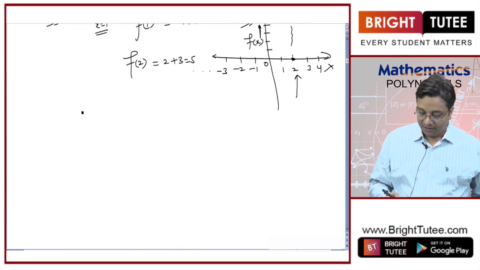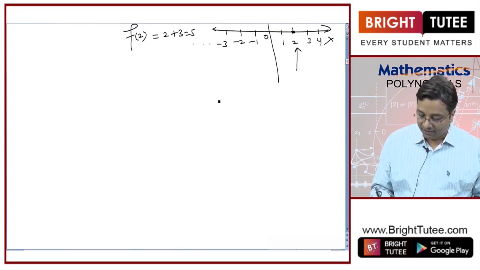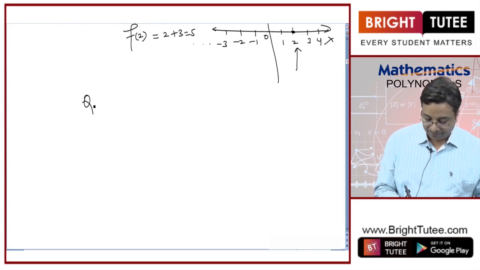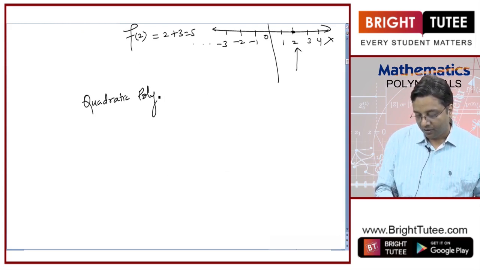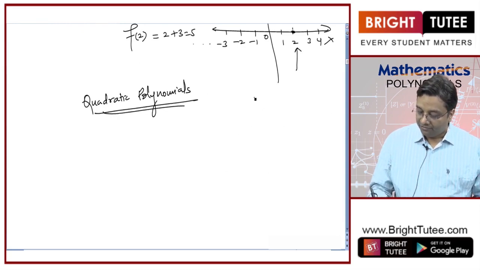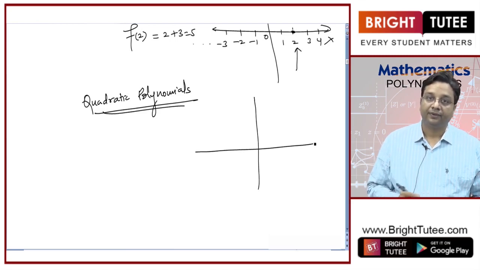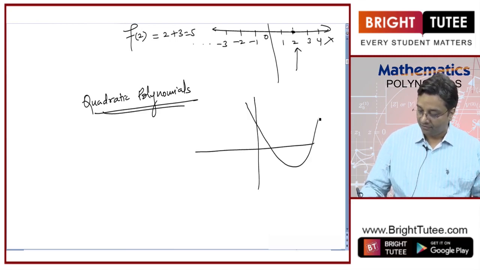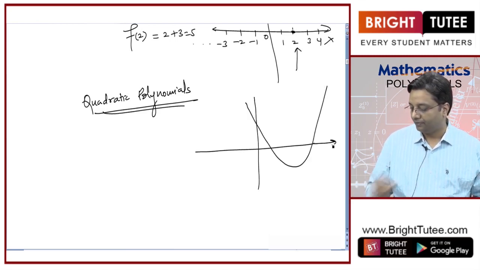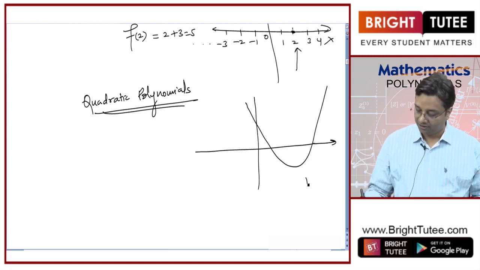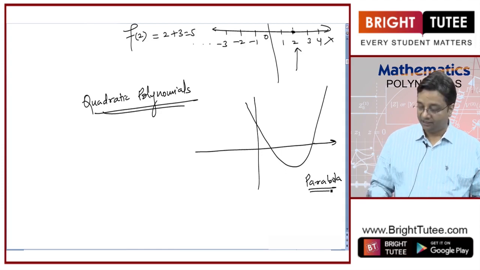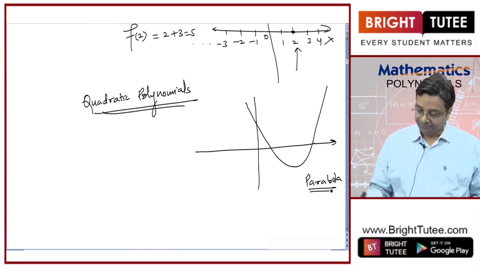For example, if I take any other polynomial, let's take a quadratic polynomial. In quadratic polynomials, the graph will be of the shape of a parabola. This shape graph is known as a parabola. Right? This is one of the graphs of quadratic polynomials. We will discuss all the graphs in great detail.